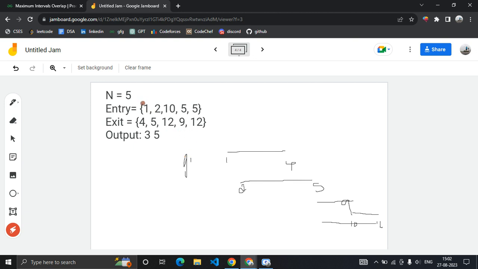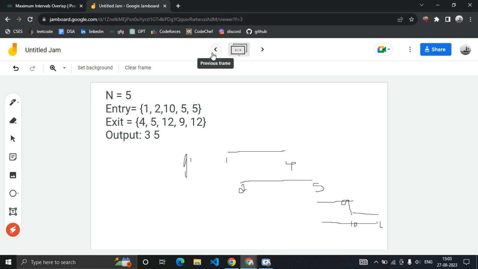Coming to the approach, the brute force approach would be to take the entry and exit time of the first guest, and within that limit, check the entry times of all the other guests. That is 1 to 4: are there any guests other than me who arrive in the time limit of 1 to 4? You check like this, and keep a maximum pointer. Whenever it gives a new maximum answer, we map that index and the answer. This is the brute force approach.